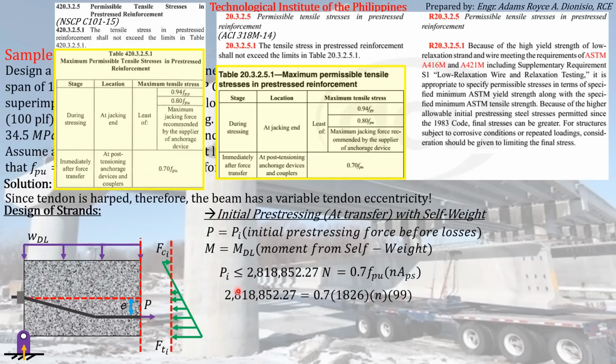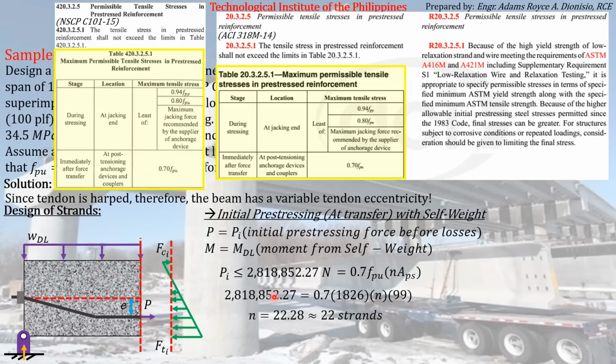So the only unknown on this equation is the N, the number of pre-stressing strands that will produce a maximum magnitude of initial pre-stressing force equal to this. And computing this equation, we can see that a maximum number of strands equal to 22 strands, or 22.28 strands to be specific, will produce that maximum initial pre-stressing force.